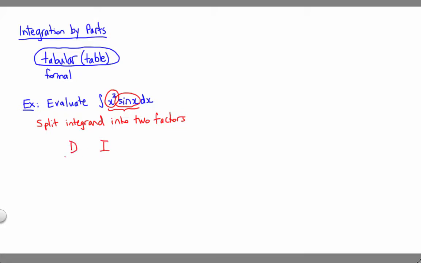We'll have two columns. First column will be called D, and that stands for differentiate. Second column, I, for integrate. And we're going to put our two factors into the two columns here. So let's put x cubed in the differentiate column, sine x in the integrate column. Okay, now the idea is that we're going to take derivatives of x cubed until we reach derivative equals 0.